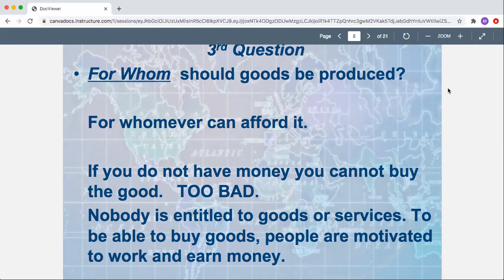So it says nobody is entitled to goods or services. To be able to buy goods, people are motivated to work and earn money, meaning if you want something at a store, you're going to get a job so that you can have the money to pay for it. That's how things work in a market economy.